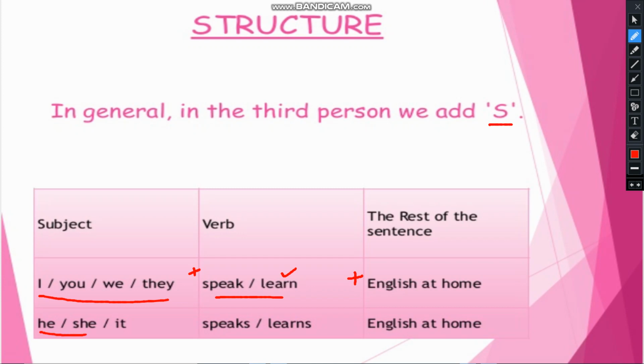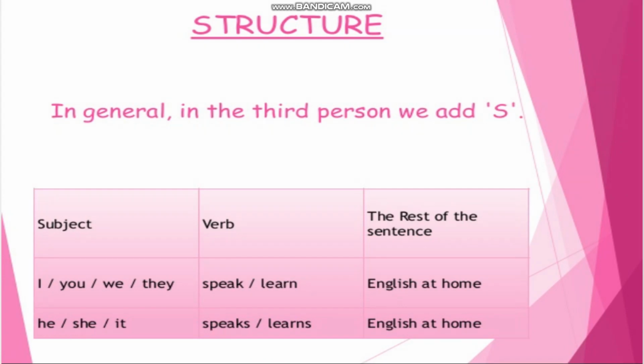Now with the pronouns he, she and it, which are the singular pronouns, we are adding s to the verb and then writing in our sentence. So, he speaks English at home, she speaks English at home, it speaks English at home. We can again use the other verb learn and write these sentences again. So, he learns English at home, she learns English at home, it learns English at home. So, this way, by adding the s, we are making the sentences in the present tense.